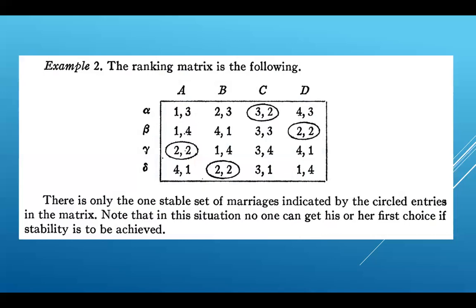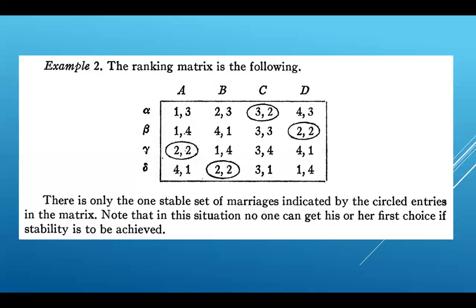Gamma is going to propose to A. Do you see what's happening here? Gamma proposes to A. And who was A proposed to? Alpha, yes? A was engaged to alpha, but they're third on A's list. Gamma is second. Therefore, what's A going to do? It's going to break it off with alpha and go with gamma. Yes? So you end up right here.